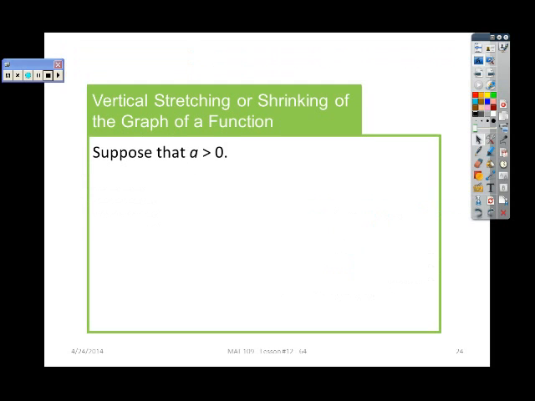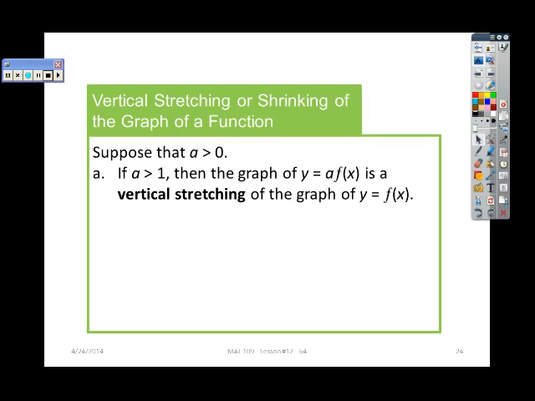So stretching or shrinking, and they refer to it as vertical stretching or shrinking, but that's really the only kind we're going to talk about is vertically. If A is greater than 1, it pulls it away from the x-axis. It does not move the anchor point. The anchor point stays where it is. All we're doing is then pulling the rest of the line away from the x-axis on both sides. That's when the multiplier is outside the function.